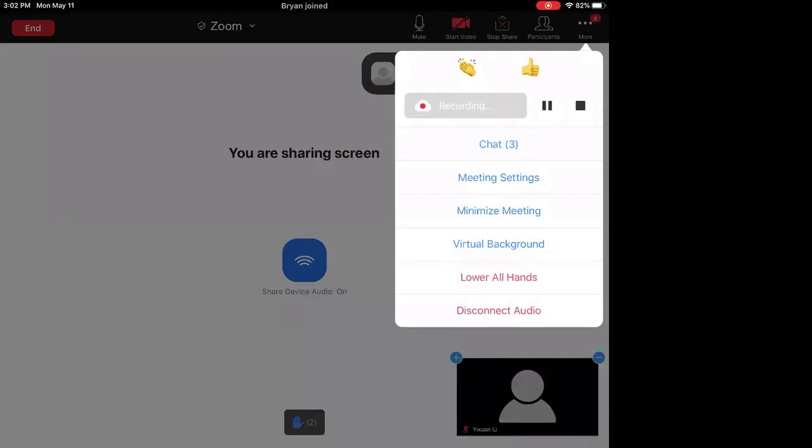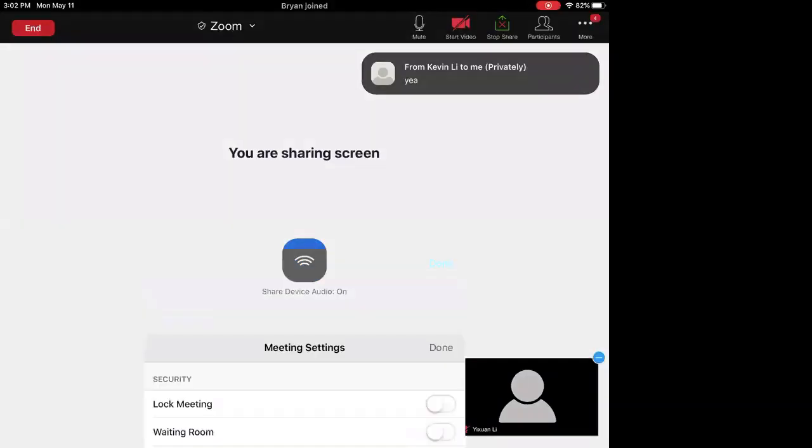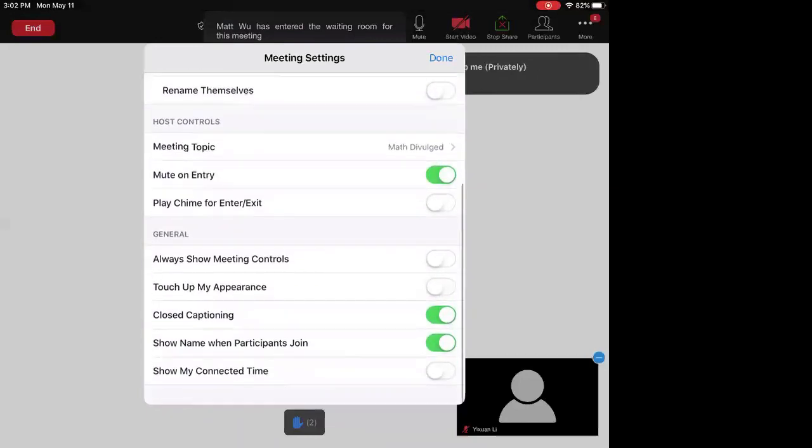Now let me just find a way to mute notifications if that's possible.